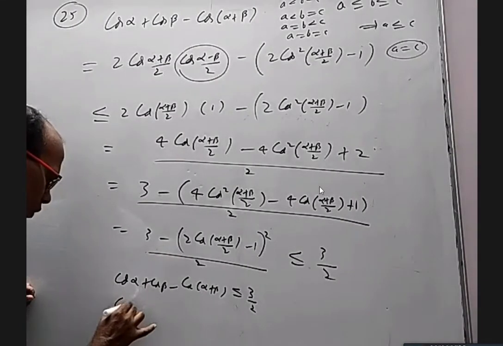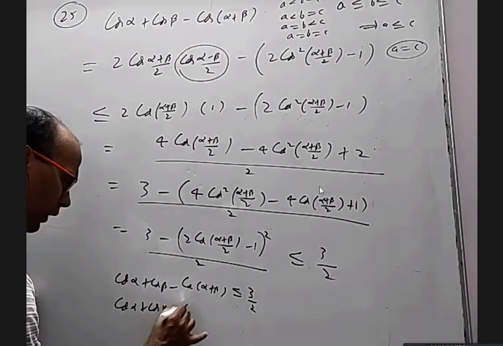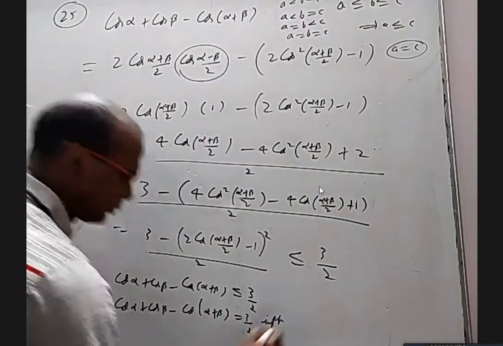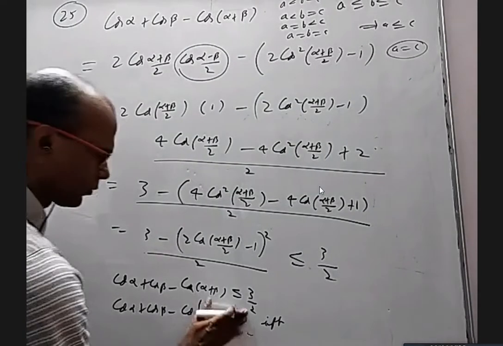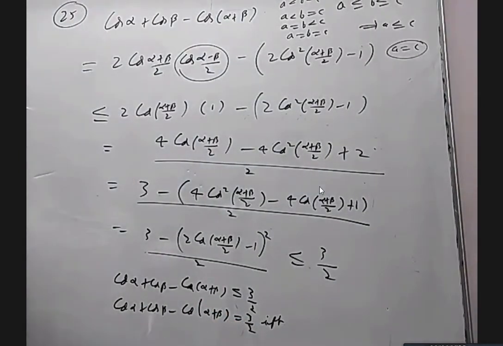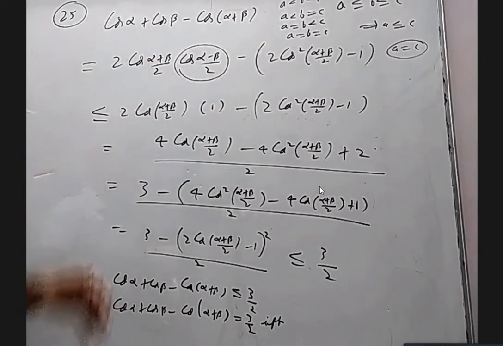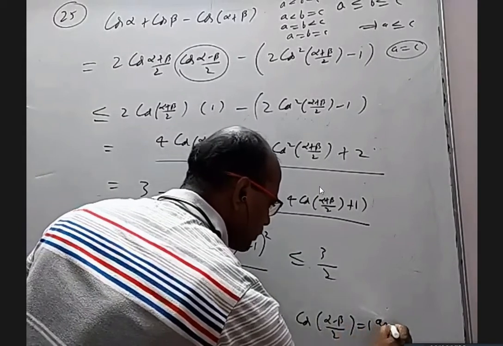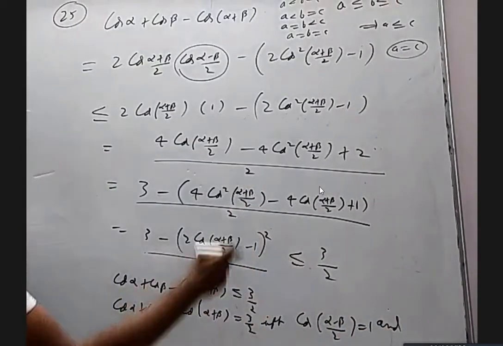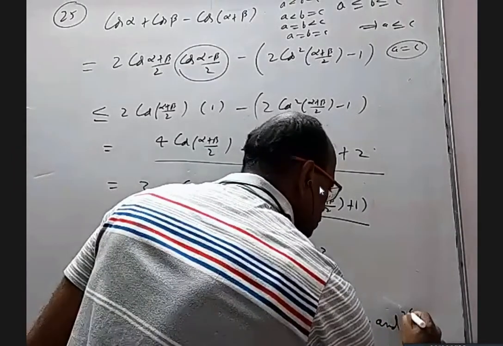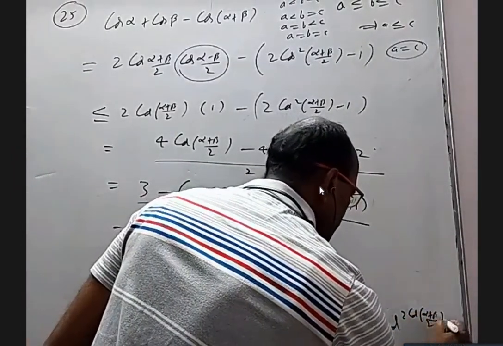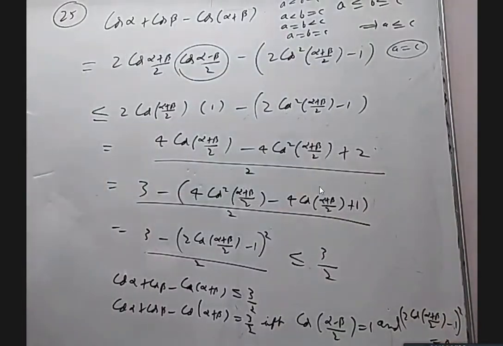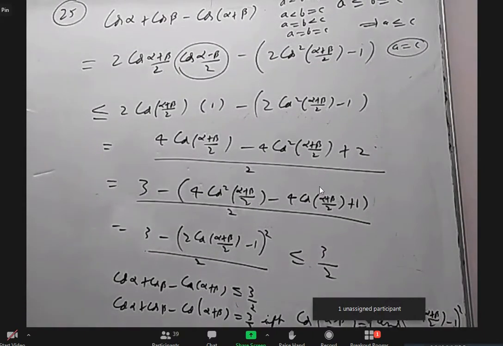Okay, cos alpha plus cos beta minus cos of alpha plus beta equals 3 by 2 if and only if. IFF means if and only if. When will this happen? This must be 1. If you want this to be equal to this, cos of alpha minus beta by 2 must be 1. And for this to be 3 by 2, this should be 0. So 2 cos of alpha plus beta by 2 minus 1, whole square, must be 0. Then only it will happen.